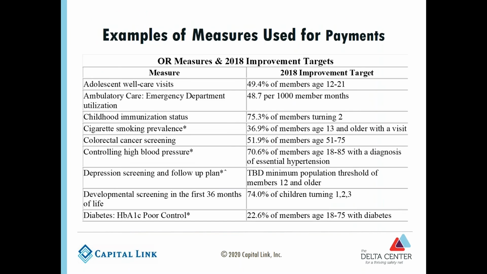These are just some examples that when we were looking at this, I say we, Dave did most of the legwork here, looking at the types of measures that could be used. You can just read down the left-hand side: well care visits, ambulatory care, immunization status. And on the right side are some of the suggested improvement targets that we were able to find in different situations. So if you were looking at what kind of measures could be used for additional payments, these are some of the more common ones that we were able to find. Next, please.